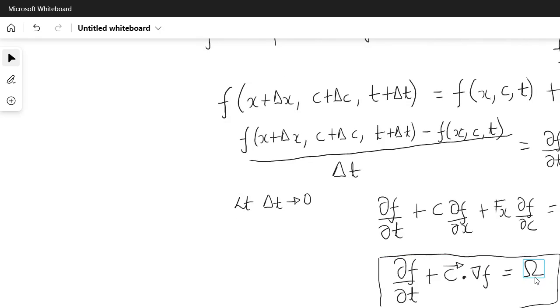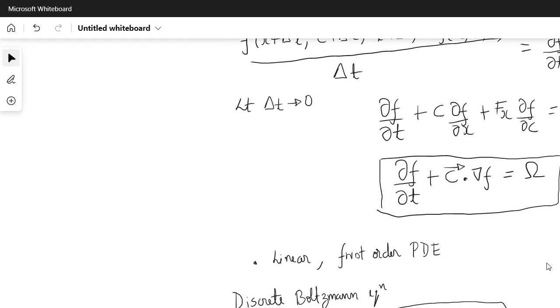There are different ways to approximate this collision operator, based on which we have BGK, MRT, then cascade, then cumulant. This is the continuous Boltzmann equation. What we want is this Boltzmann equation for every digital particle 1, 2, 3, 4, 5, 6, 7, 8, and 0. So we'll write del f_k by del t plus c_x del f_k by del x plus c_y del f_k by del y equals omega.